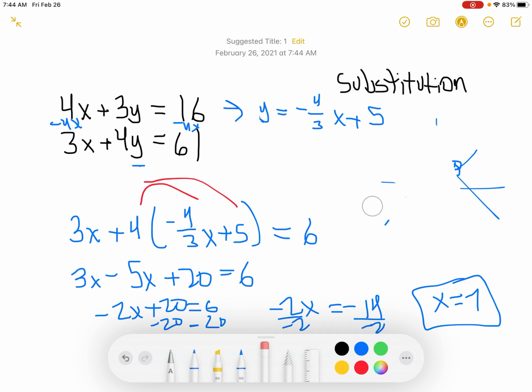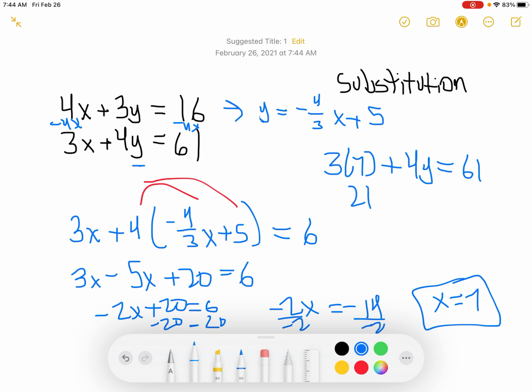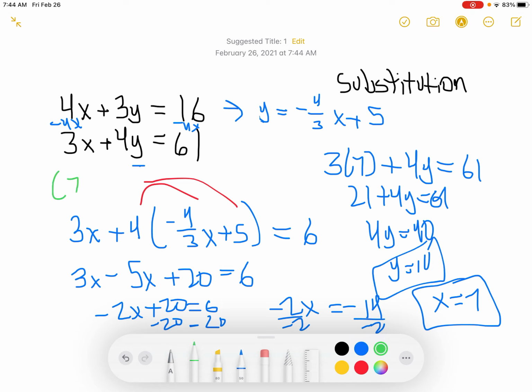So let's do that. All we have to do is plug in x to the equation. So 3 times 7, we're using this one, plus 4y equals 61. So that means we have 21 plus 4y equals 61. Subtract by 21 on both sides, and we have 4y equals 40. Then we would have y equals 10. So at the point 7, 10, these two equations will pass by each other, these two lines. So that's how you do substitution.